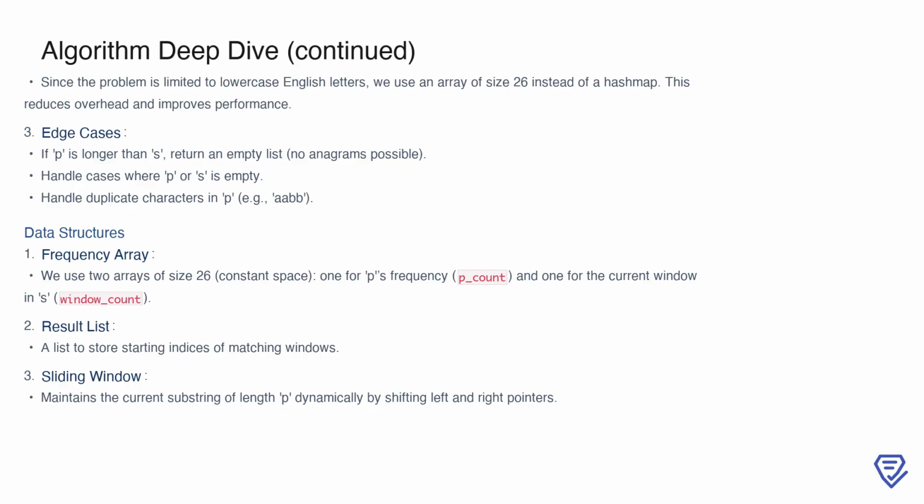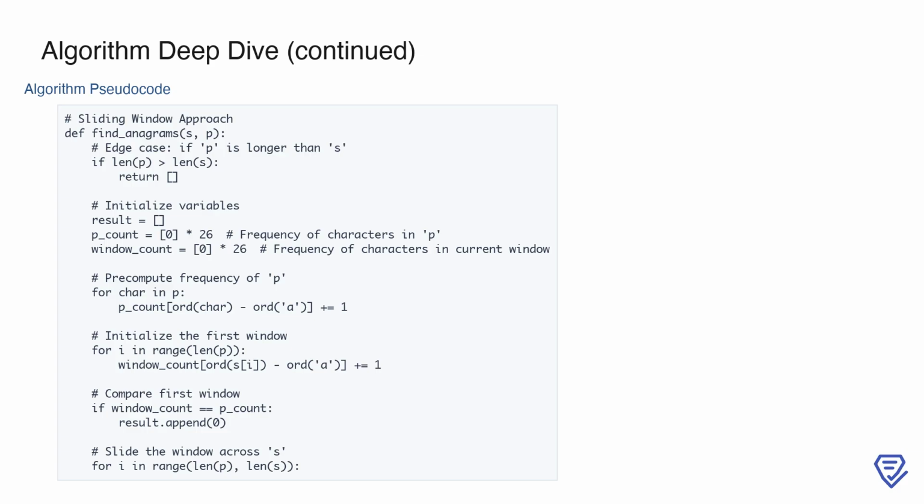problem. The pseudocode for the sliding window approach begins by handling edge cases, such as returning an empty list if the length of p exceeds s. We initialize two frequency arrays, p_count and window_count, both of size 26, to store the character frequencies of p and the current window in s, respectively. We populate p_count by iterating through the characters of p, and we initialize the first window by updating window_count for the first len(p) characters of s.